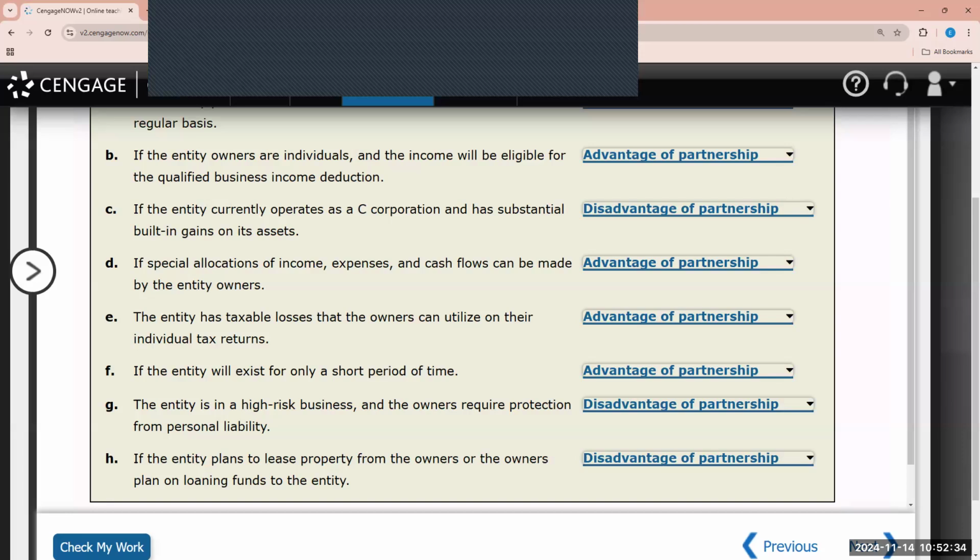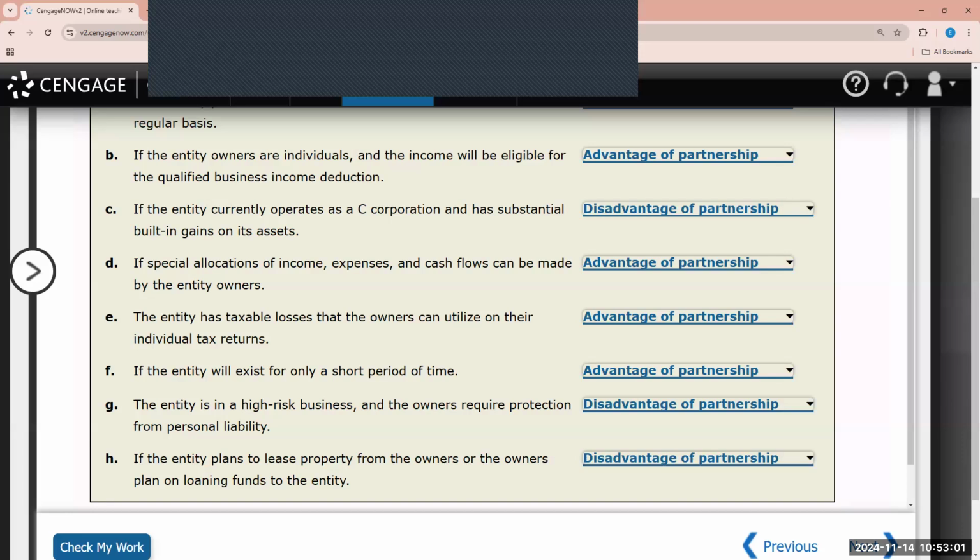Although obviously the taxpayer, the tax brackets, and the cost of employment should be considered, leasing property from the owners, the rent expense will be deducted, and the owner's corresponding rental income could be eligible for the qualified business deduction. Or loaning funds to the entity, again, you will have to factor in the tax brackets, but the business interest deduction limitation should be evaluated.